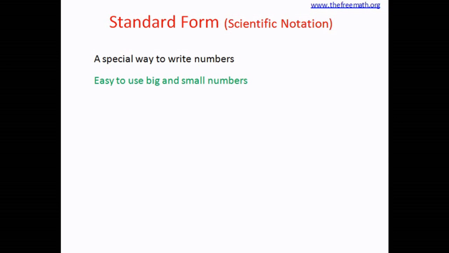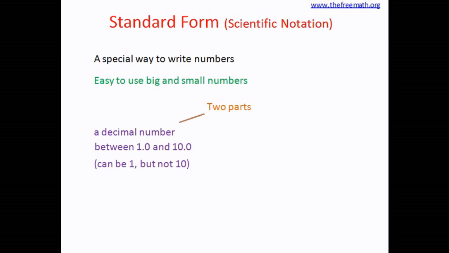The standard form number has two parts. The first part is a decimal number which is between 1 and 10. It can be any decimal number. It can be 1, but it cannot be 10. That means any number from 1 onwards less than 10, any decimal number.